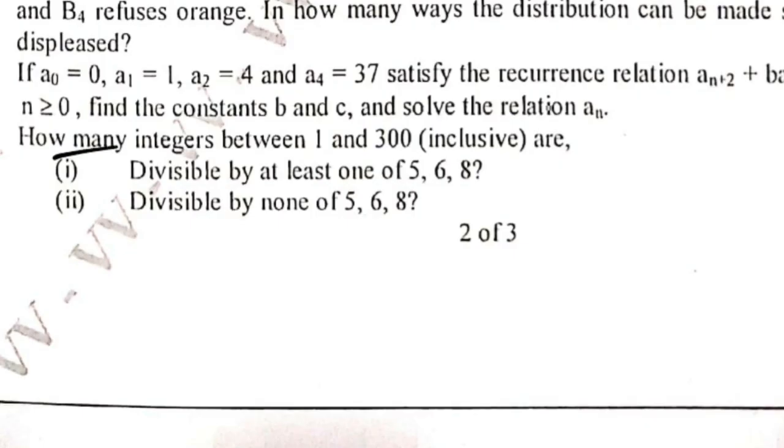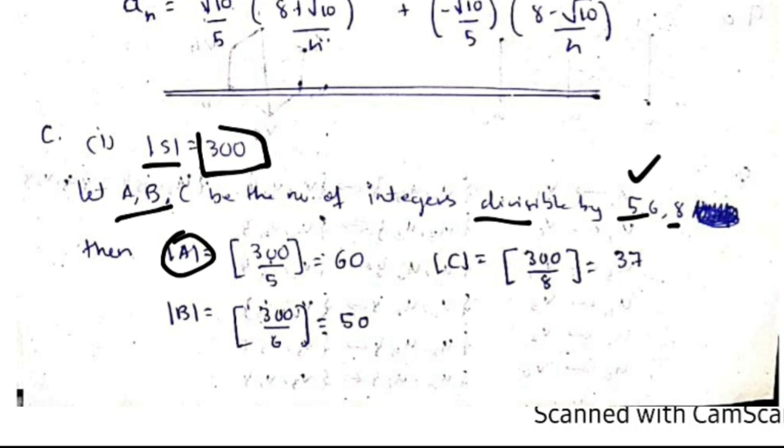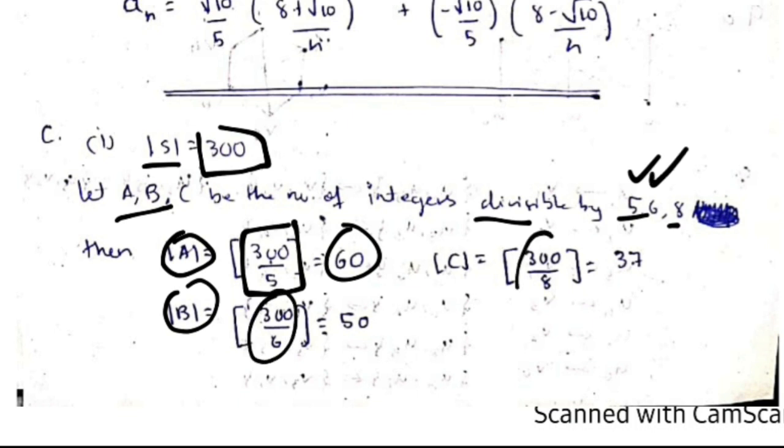The next question is, how many integers between 1 and 300 are divisible by at least one of 5, 6, 8, and the second part is divisible by none of 5, 6, 8. First of all, we will write S, which is the total number of numbers here, which is 300, and let A, B, C be the number of integers divisible by 5, 6 and 8. Okay, so what is A? A is the number of integers divisible by 5, so the total number will be 300 by 5. Similarly for B we have divisible by 6, which is 300 by 6. Third, 300 by 8. Okay, so these numbers are for A, B and C alone.